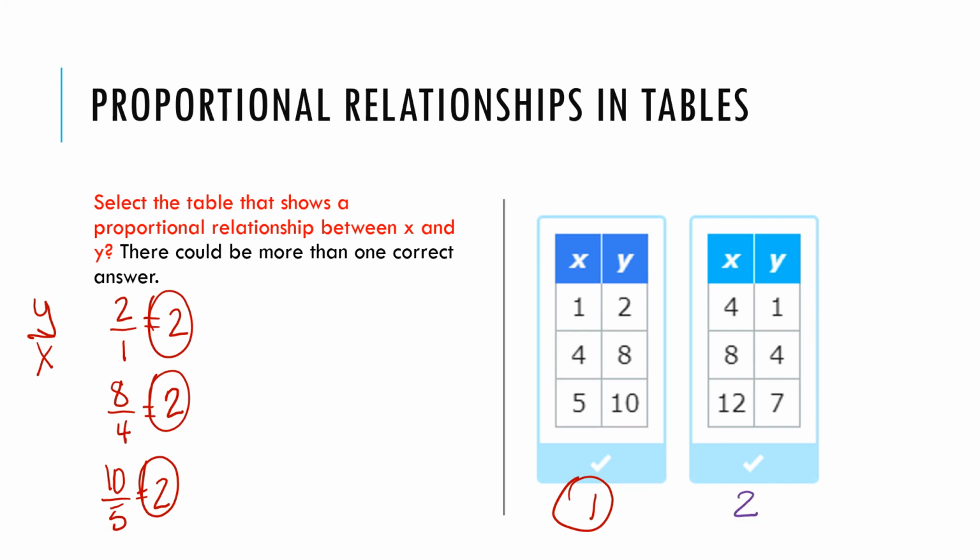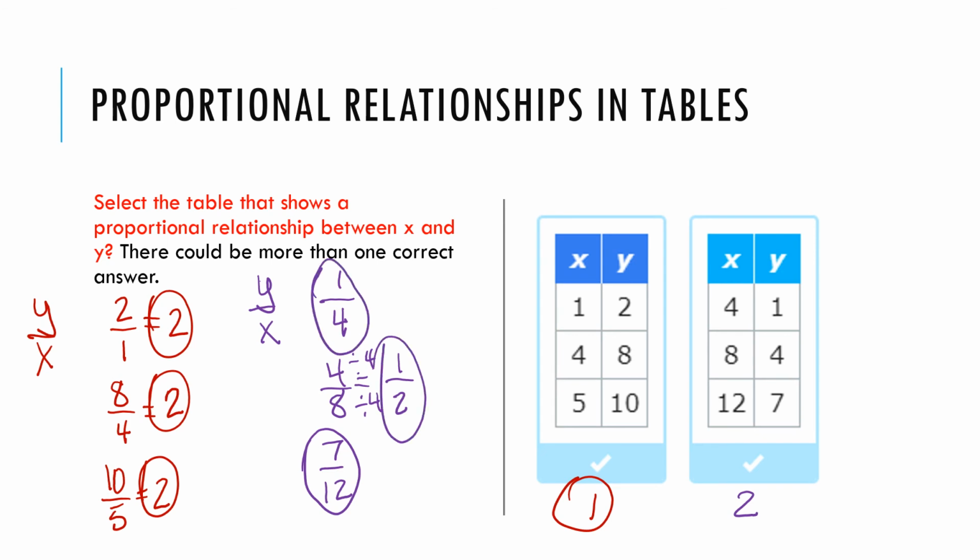Now let's look at table 2. We're still doing y over x, and we have 1 over 4, which cannot be simplified. We have 4 over 8. Both of those are divisible by 4, so that simplifies to 1/2. And then we have 7 over 12. 7 is a prime number, so 7 over 12 cannot be simplified. So we have 7/12, 1/2, and 1/4. Since all three of those are not the same number when simplified, then table 2 is not representing a proportional relationship.